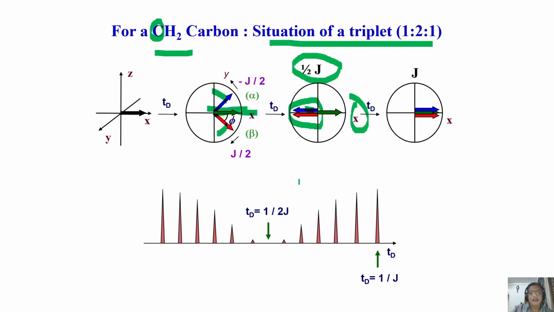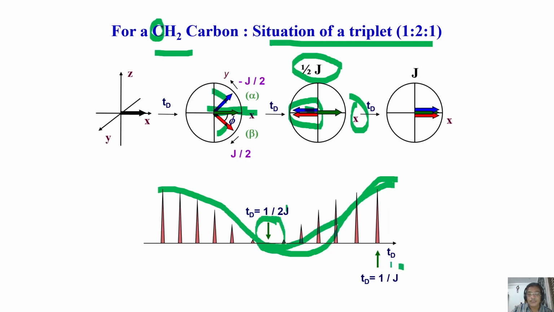Everything will give the intensity plot like this. Now, when you plot the intensity as a function of tau delay, it follows like this again. It is not a cosine function. It is a function like this. Now, what is happening here? Exactly at tau equal to 1 over 2J, it is 0. When tau is equal to 1 over J, this is a positive maximum.